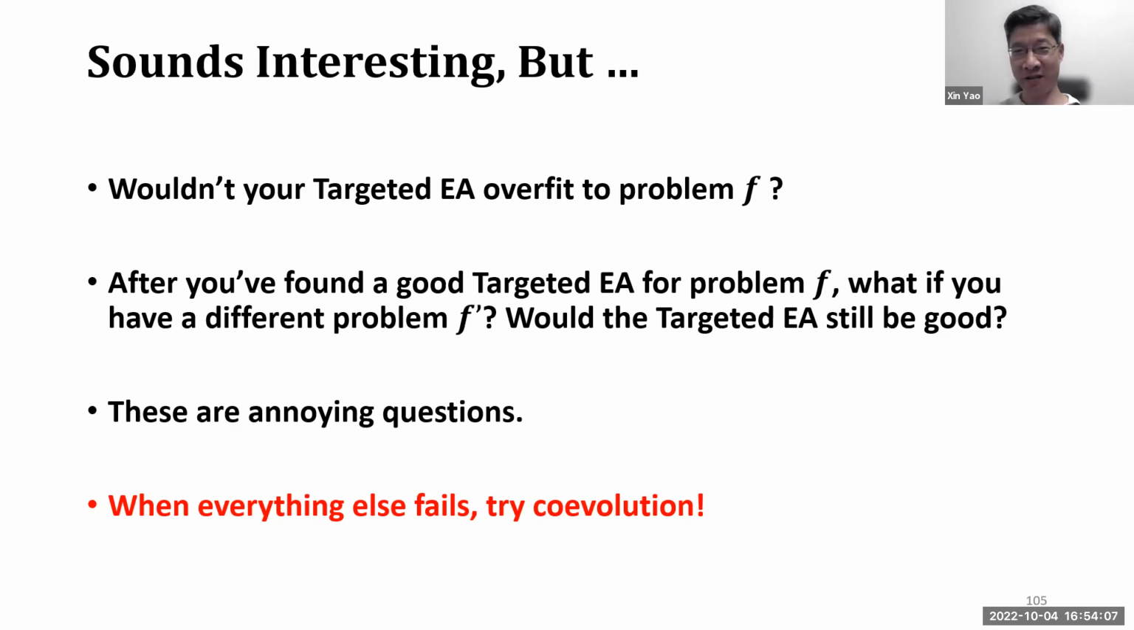But this is very annoying to me because I want to be lazy. I don't want to design algorithms. I thought I'd discovered a fantastic approach to being lazy, evolving an algorithm to solve a problem. Now someone comes up with this overfit problem and asks me. I don't really have a fixed answer. But I remember one of the things in my mind: when everything else fails, I can try coevolution.